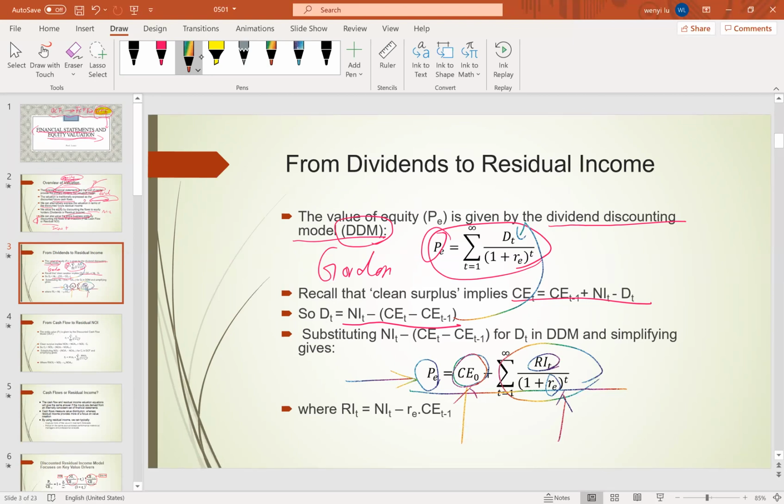Here our residual income equals the net income minus the cost of equity times the last year's common equities, right? So for our net income, we will pay the cost of the equity holders based on the last year's common equities. What is left, we define as the residual income. So this is the free cash flow to equity model we will use in these methods.